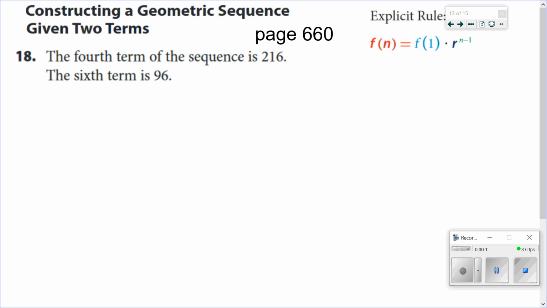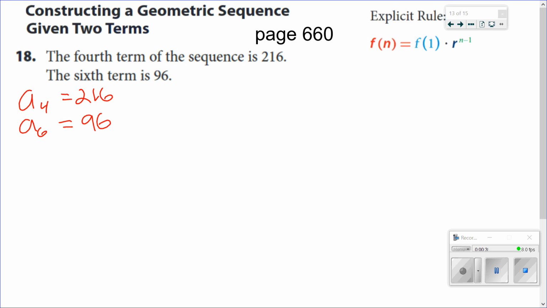Okay, so here we've got two terms. The fourth term of a sequence, which is 216, and the sixth term of the sequence, which is 96. And we want to use that in order to find the first term and the common ratio.